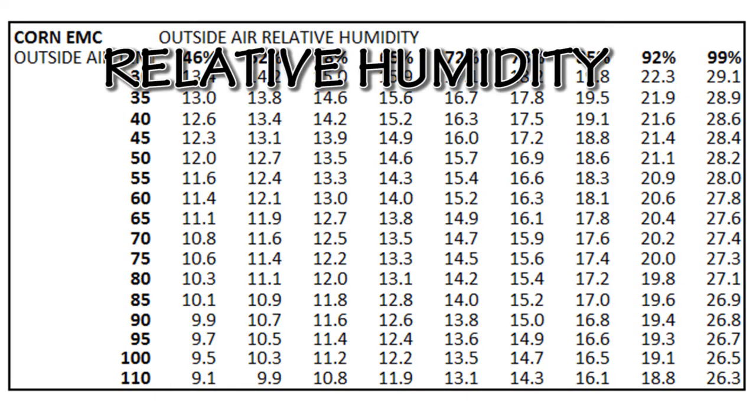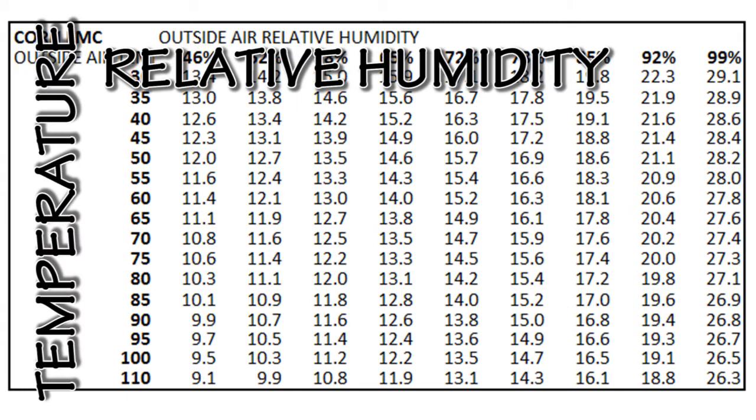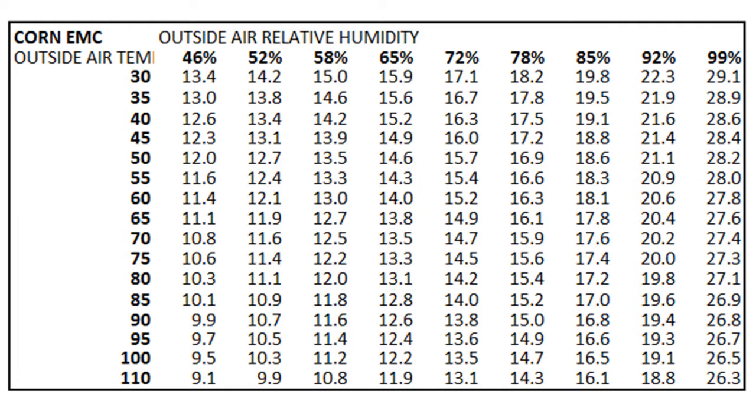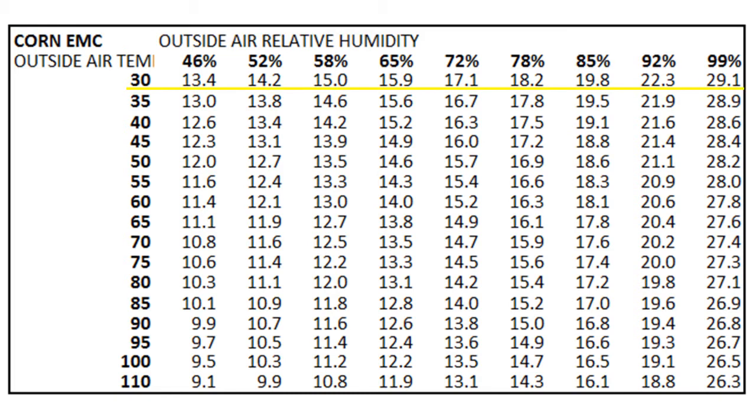Remember, we have relative humidity on the top, temperature on the left. So that makes up our EMC calculation, right? Relative humidity and outside air temperature is EMC. So this is for yellow corn. With the controller, this top yellow line, we're going to set a minimum air temp, so we're not going to let our fans run below 30 degrees. That's going to set that yellow line.